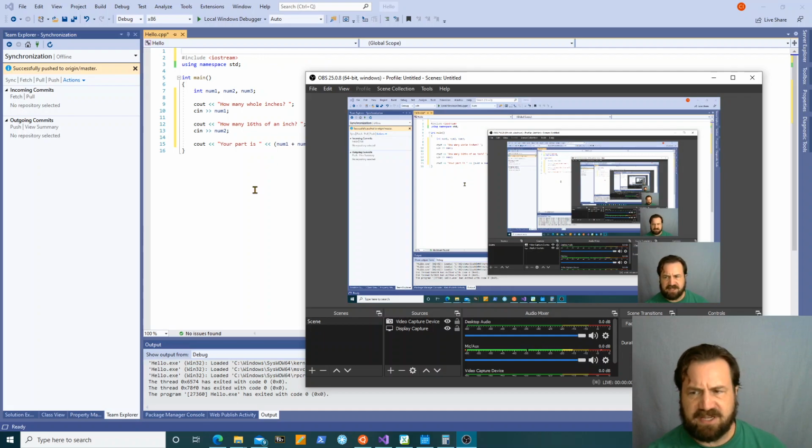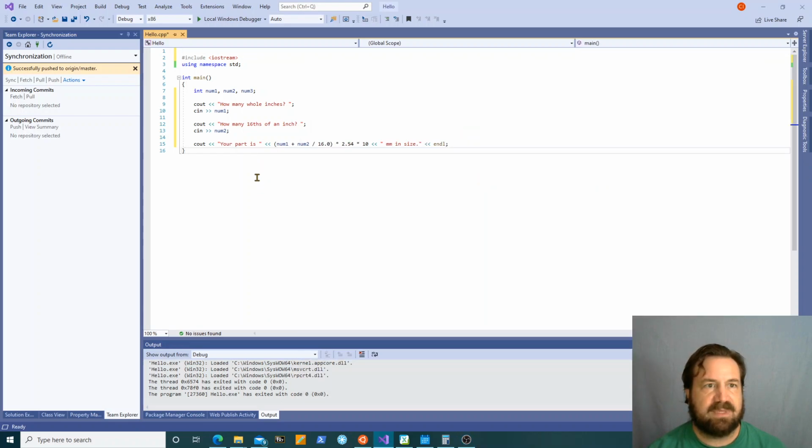Today we're going to talk about documenting your code, the importance of using certain ways of naming your variables, and the idea of comments and things like that. Okay, so if you look at this program, if you read the cout statements, it's pretty obvious what we're trying to do. We're taking whole inches and 1/16 of an inch, and we're outputting the size in millimeters. So we're doing a unit conversion.